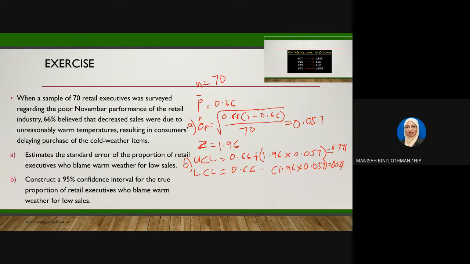Did anyone get a different value? If you get a different value, just inform me. Don't worry, I also make mistakes. Just mention it if I make a mistake. I just wanted to know the formula. So 0.66 we should times by 1 minus 0.66. Okay, thank you. So you mean 0.057 here? It's from here, right?